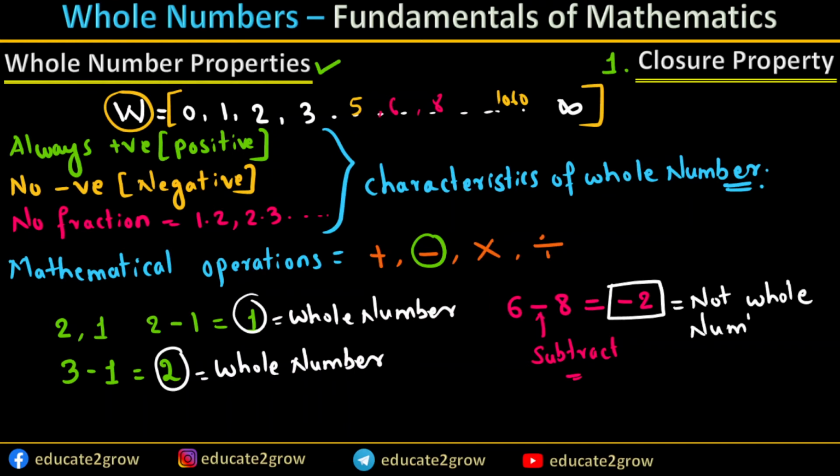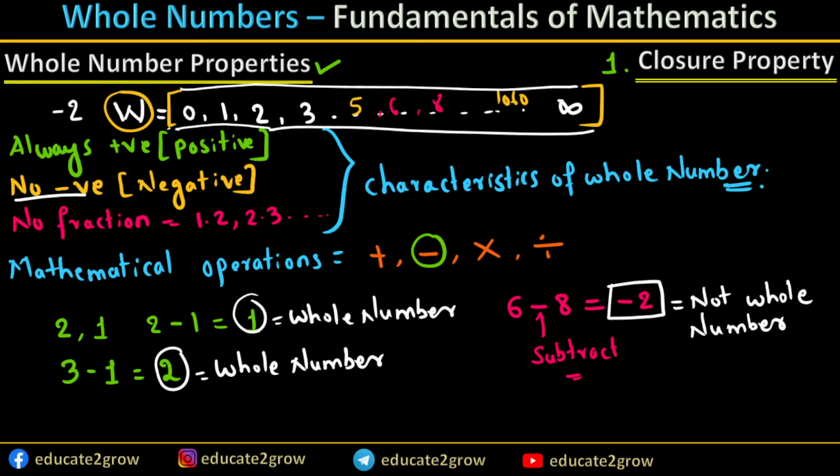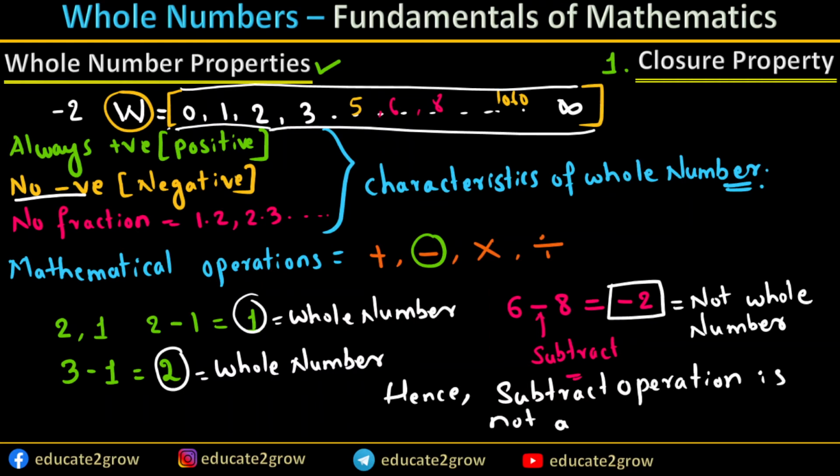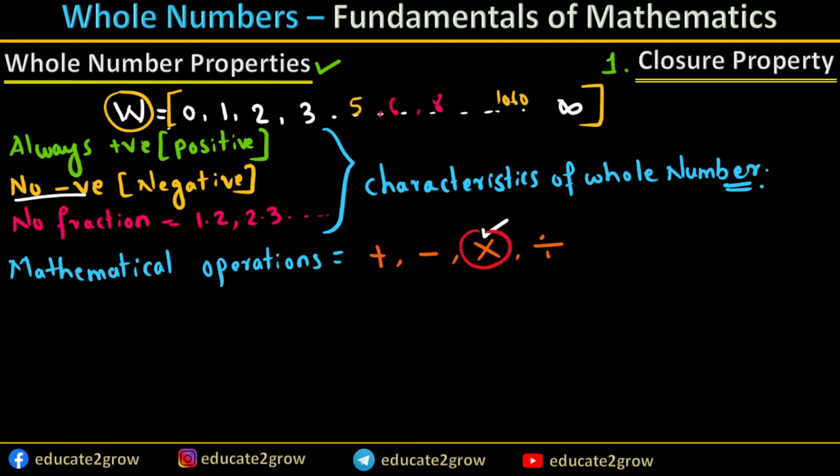What I told in the beginning is that there is no negative number in the whole numbers. So this is not part of the whole numbers, hence it will be somewhere else. Minus 2 is not part of this group. This is the closed set, so minus 2 will not come in it, hence the subtract operation is not a closure property. Okay, let's go with the next one, multiplication. Let us do the multiplication operation.